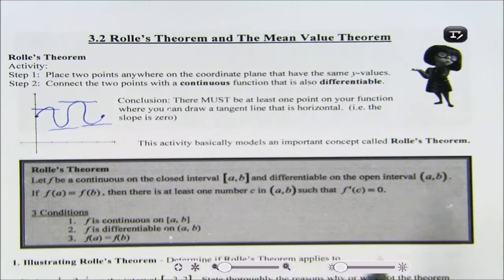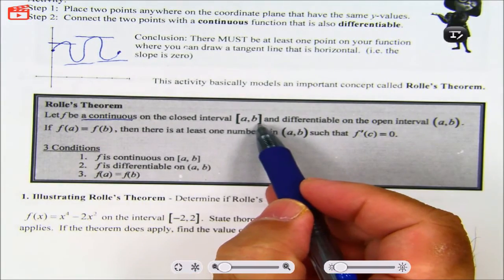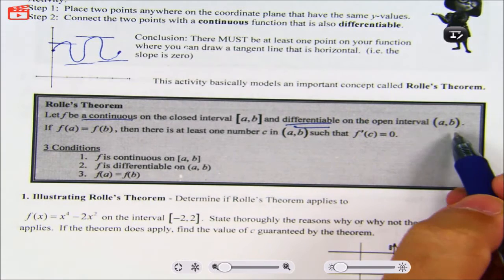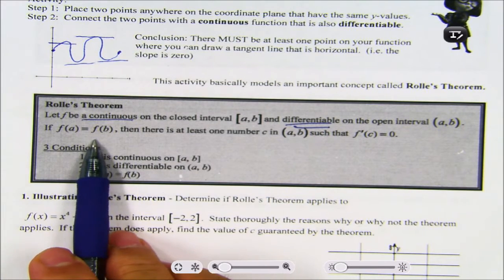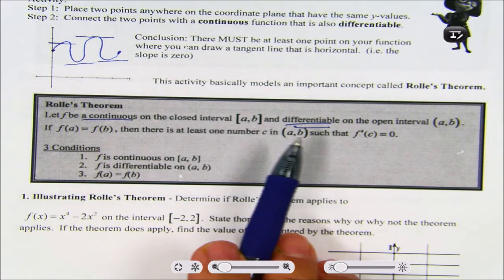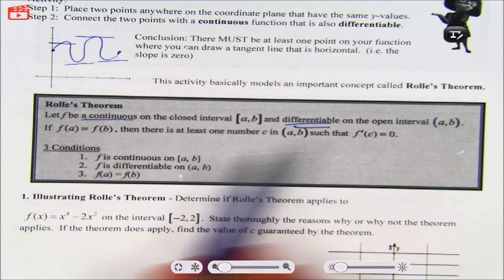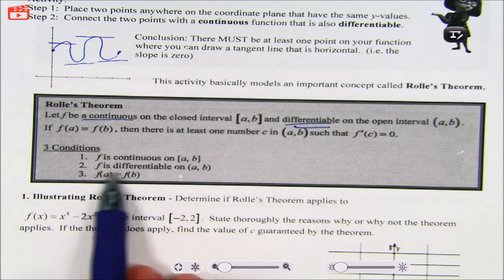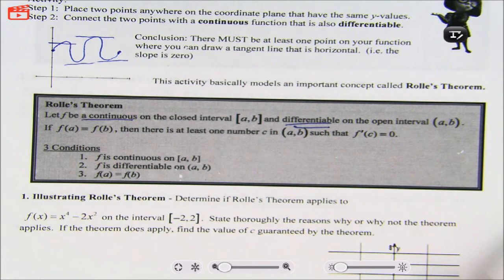Rolle's theorem requires this. It has to be continuous on the closed interval and differentiable on the open interval. In other words, they don't have to be differentiable at the ends. They just have to be differentiable in between. And f of a must equal f of b, so it has to start and end in the same spot. Then there is at least one number in that interval so that the derivative is equal to 0. So that's the three conditions: f is continuous, f is differentiable, and f of a equals f of b. That's the requirement for Rolle's theorem.